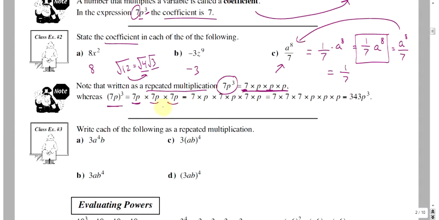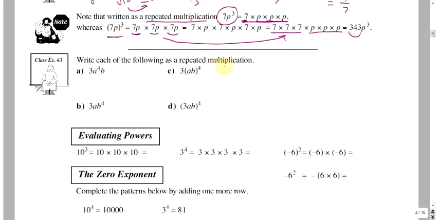Let's put all the 7s out front: 7 times 7 times 7. Then I'm going to have the p's, p times p times p. Okay, it's the same thing. It's repeated multiplication. But now, what's 7 times 7? 49 times 7. They're saying it's 343. Okay? We'll see this when we get to our big rule sheet.